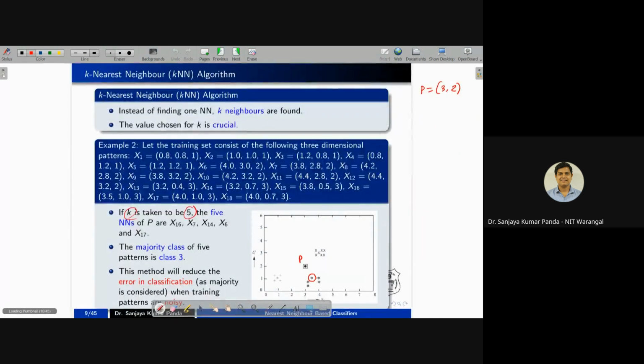Let me go to this slide. So I am taking x16, followed by x7, followed by x14, followed by x6 and x17 in any order, right? What is the class level of x16? It is 3. What about x7? 2. x14? 3. x6? 2. x17, the class level is 3. So we found x16, x7, x14, x6, and x17, and we determined the class levels.